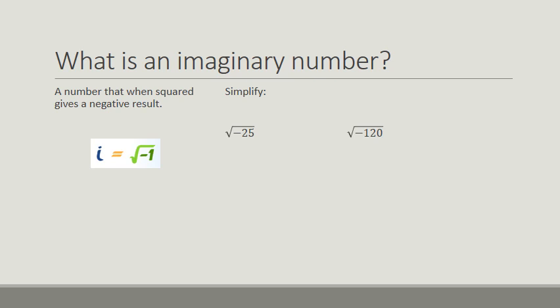What is an imaginary number? It's a number that when squared gives a negative result. So basically i equals the square root of -1. And we always use i to represent an imaginary number. That allows us to simplify negative square roots, or the square root of a negative number. So the square root of -25 is, if you break it down, -1 times 25. So the square root of -1 is i, and the square root of 25 is 5. So it's plus or minus 5i.